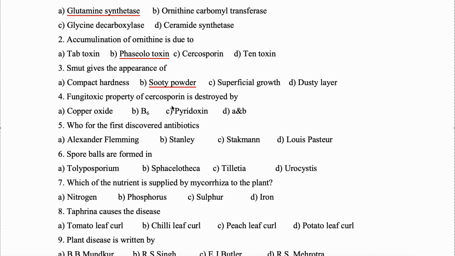Question 4. Fungitoxic property of cercosporin is destroyed by 1. It is copper oxide. Second, it is B6, that is vitamin B6. So the correct option is D, both A and B.